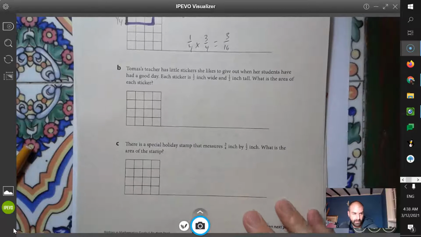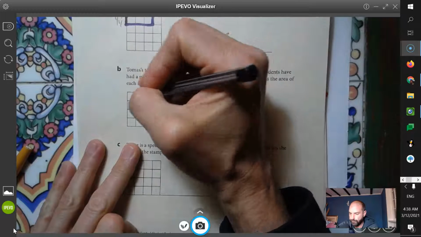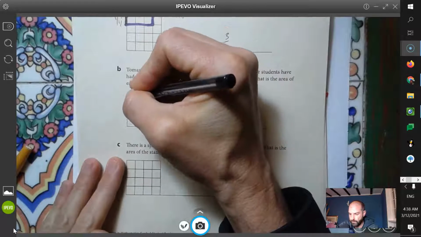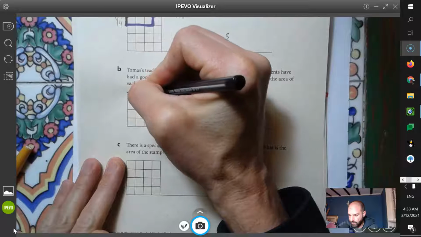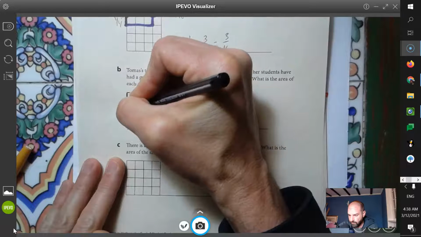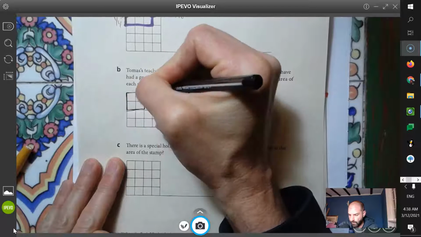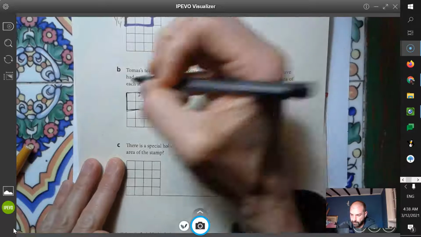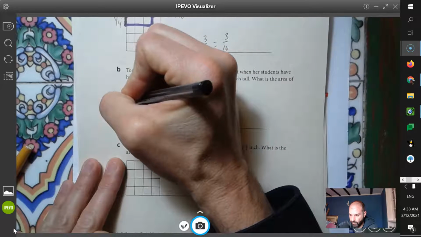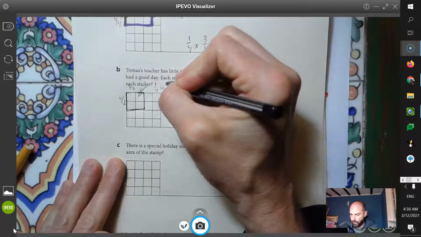Thomas's teacher has little stickers she likes to give out when her students have had a good day. Each sticker is a 1/2 inch wide and a 1/2 inch tall. What is the area of each sticker? So we have, again, this whole thing is an inch. This is an inch, so a 1/2 inch would be to here. Another 1/2 inch would be to here. All right, so then we can just draw the square here. And our focus here, this is the sticker. So it's 1/2 by 1/2, and our area is 1/4 inches squared.